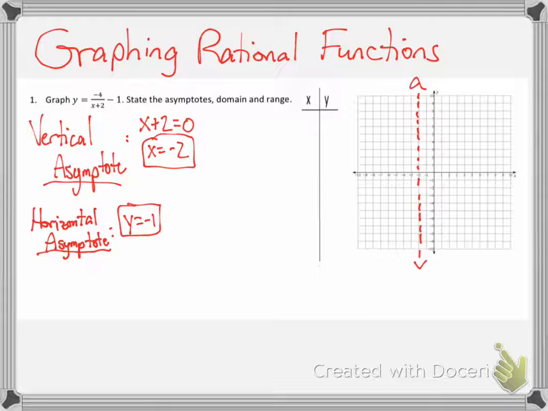You'll learn again, there are other rules in terms of finding horizontal asymptotes when the fractions are all set up in different ways, and you'll learn about that a little bit later. But in this case, we got a horizontal asymptote, y equals negative 1. I'm going to make a horizontal line where y is negative 1. And we have that set up.